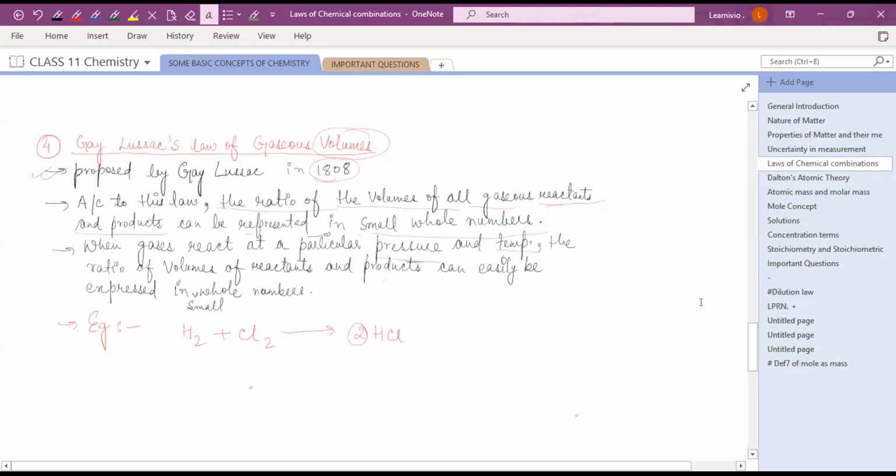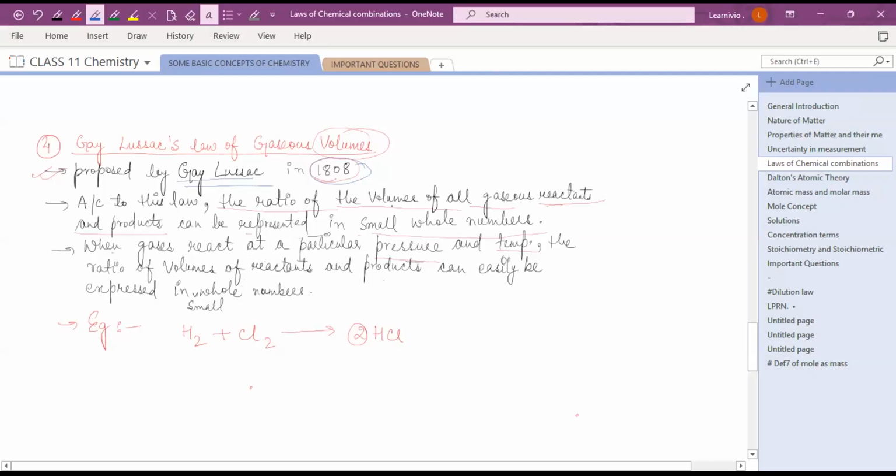The next law is Gay-Lussac's law of gaseous volume. In this case, Gay-Lussac talked about the gaseous volumes. This law was proposed by Gay-Lussac, as the name suggests, in 1808. This law is just similar to the third law, the law of multiple proportion. Very much similar.